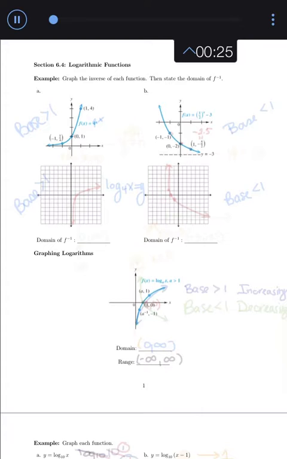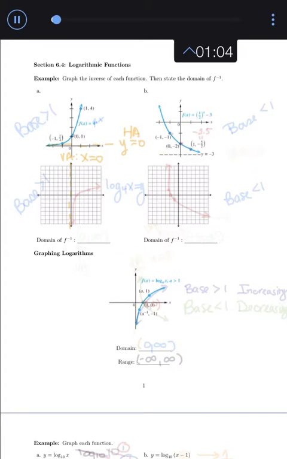So if we look at the original function for this exponential on a, notice that it had a horizontal asymptote here at 0. That was y equals 0. So what will happen to that in the inverse for the logarithm graph is it will have an x instead of a y, which would be a vertical asymptote at x equals 0. So it will turn into a vertical asymptote at x equals 0.